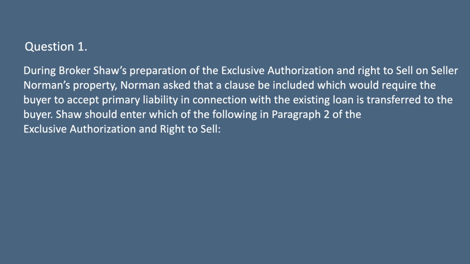Question 1. During broker Shaw's preparation of the exclusive authorization and right to sell on seller Norman's property, Norman asked that a clause be included which would require the buyer to accept primary liability in connection with when the existing loan is transferred to the buyer. Shaw should enter which of the following in paragraph 2 of the exclusive authorization and right to sell?